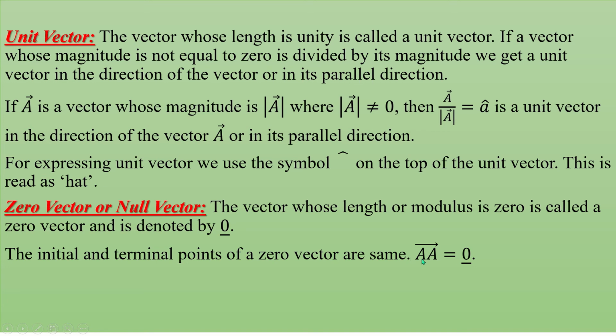A vector whose initial and terminal point are the same is a zero vector. You must write it as a bold 0.